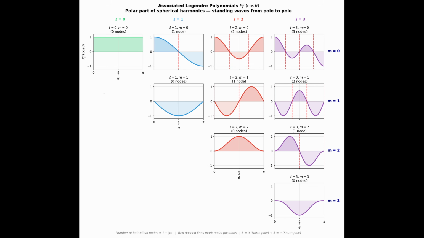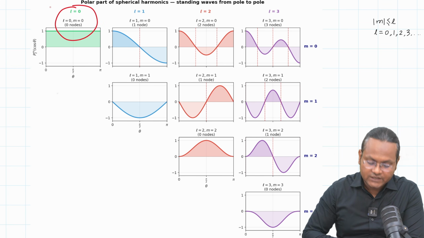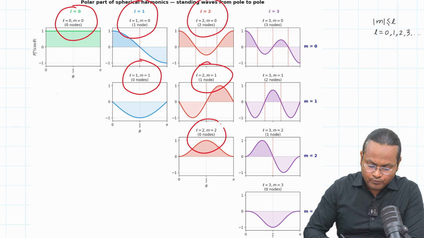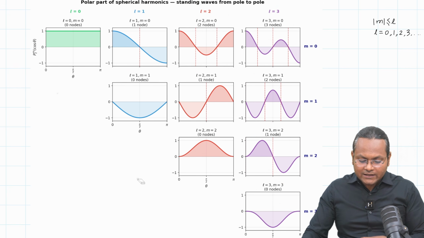So here I have the associated Legendre functions for different values of L and M. We either have L equal to 0, M equal to 0; L equal to 1, M equal to 0 and 1; L equals 2, M equal to 0, 1 and 2; L equals 3, M equal to 0, 1, 2, 3, like that. Okay, you see this? And you can clearly see that there are some oscillations arising here.